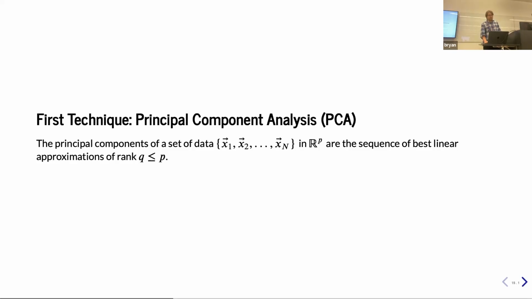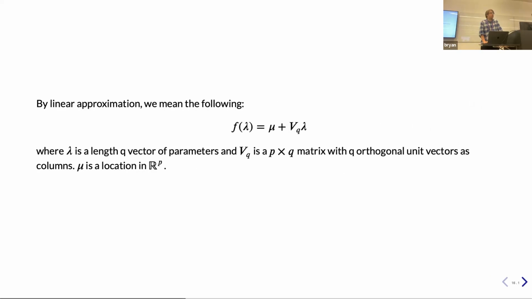So the first technique is principal component analysis, and I do apologize, there's a lot of linear algebra that I'm about to throw at you. I just wanted to include it for completeness here. So we define the principal components of a set of data as the sequence of best linear approximations of a smaller rank or a smaller dimension than the intrinsic dimension or the intrinsic rank of the matrix that these things are living in. So I think it's important to define these words because people throw around the word linear a lot, right? And we all have intuition for what that means, but we can make that formal.